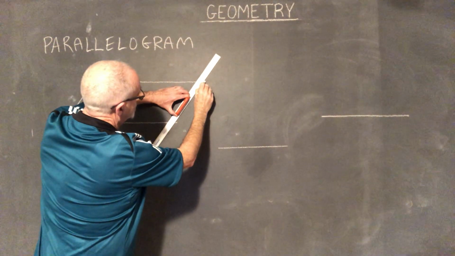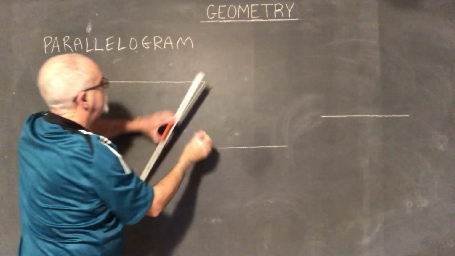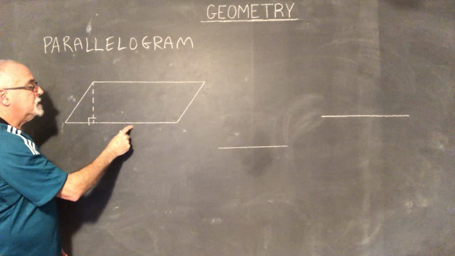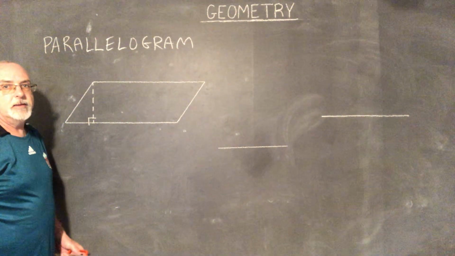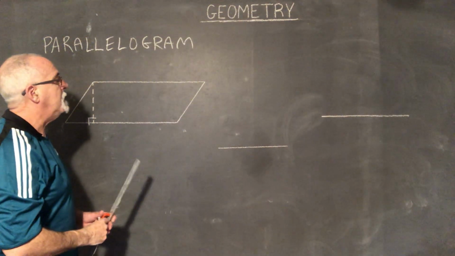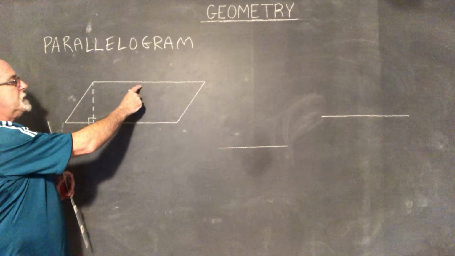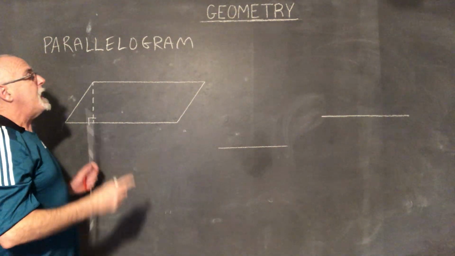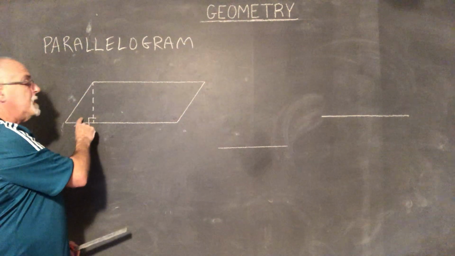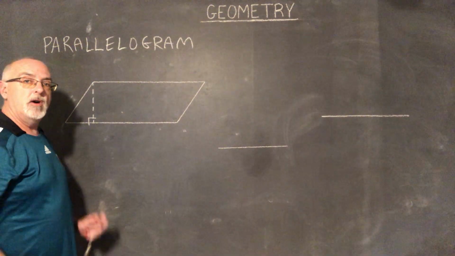Now, if I draw this side, that side is parallel to this one. This side is parallel to that one, and I guess that gives us a hint as to why it's called a parallelogram. The opposite sides are parallel and they're congruent, like with a rectangle. But the angles inside do not have to be 90.